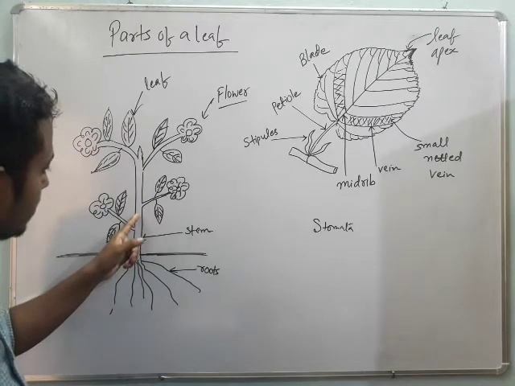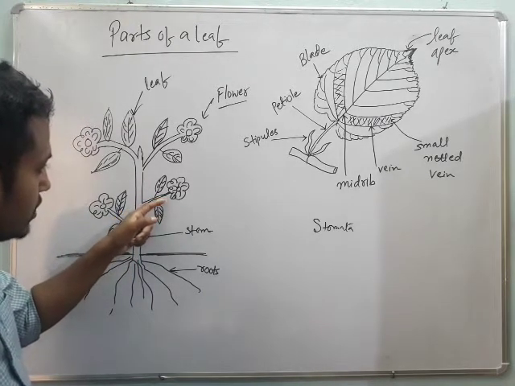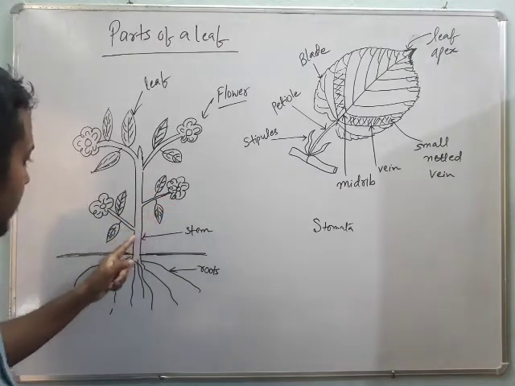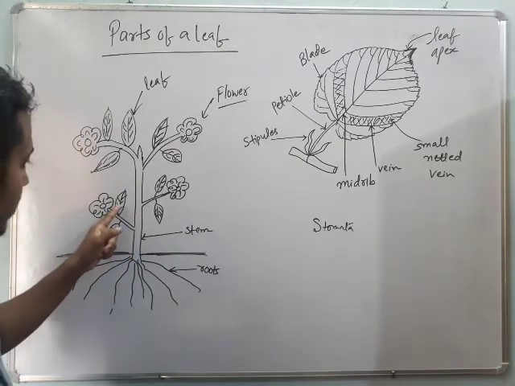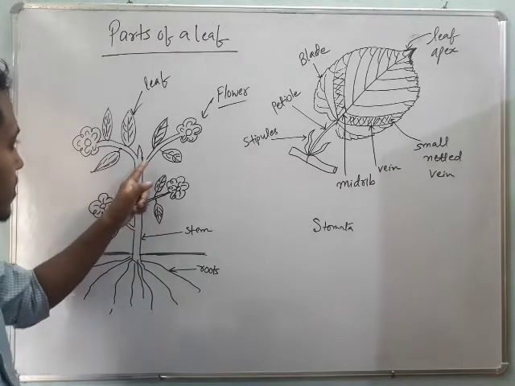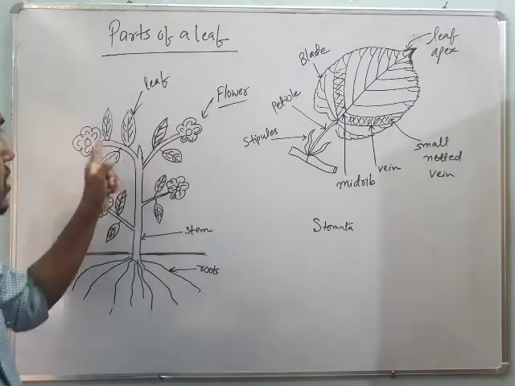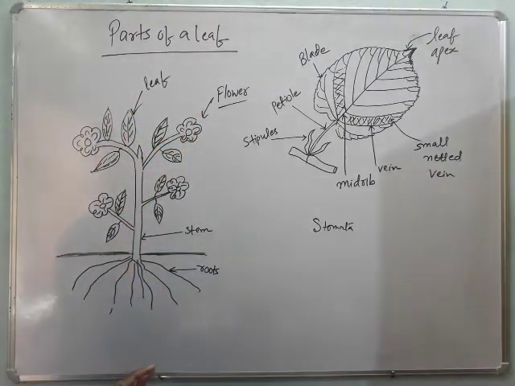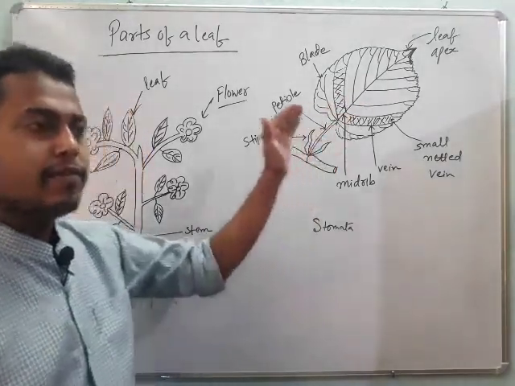And you see there are short stems in which leaves and flowers are connected. Again you see, short stems are there where leaves and flowers are connected. See here, short stems are there where leaves and flowers are connected. These are flowers, these are leaves. And what is the use of that? Before that we will see the leaf part.